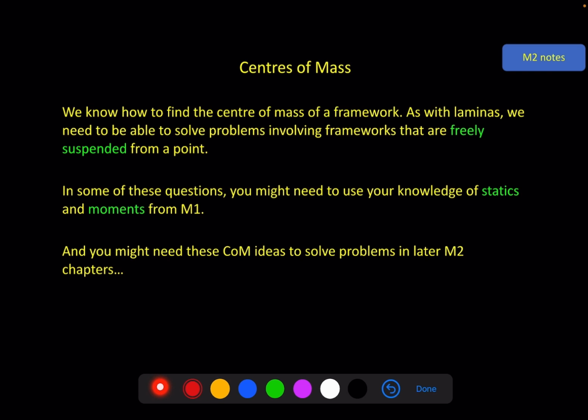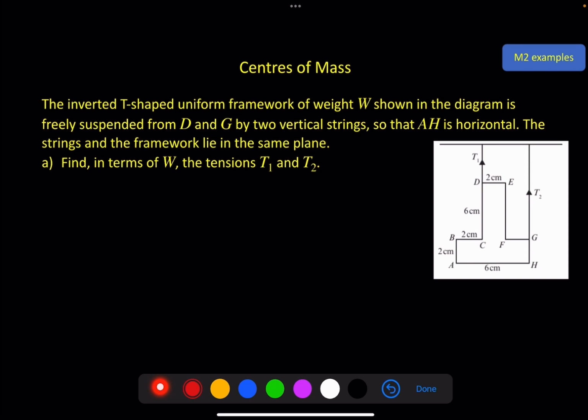So we're using very similar ideas to the previous video, so we're going to jump straight into some examples here. The inverted T-shape uniform framework of weight W is shown, here it is, and it is freely suspended from D and from G by two vertical strings, so that AH is horizontal. The strings and the framework lie in the same plane. That final sentence is just a formality. It's making sure that you understand that the framework hasn't been twisted in 3 dimensions. It's all lying as you see it in a 2-dimensional plane.